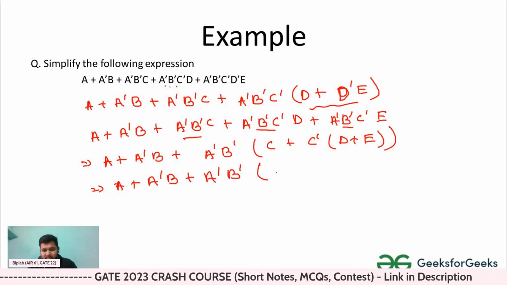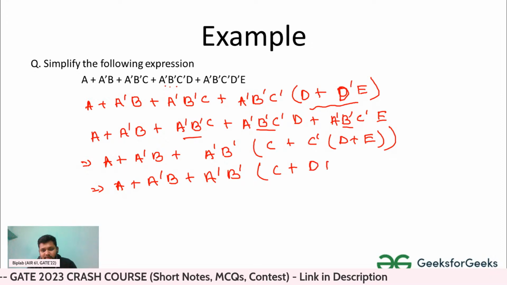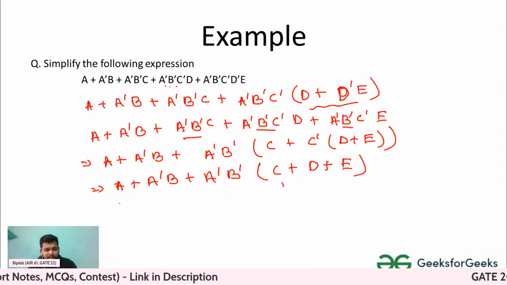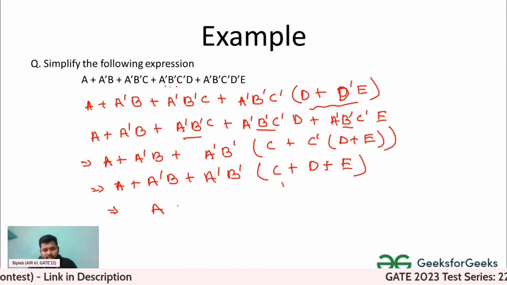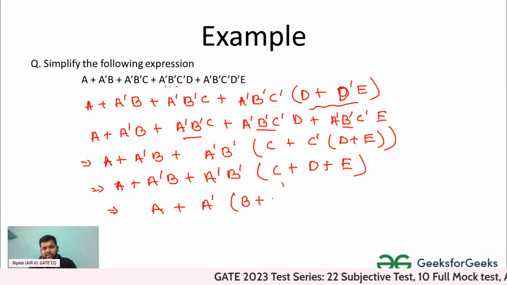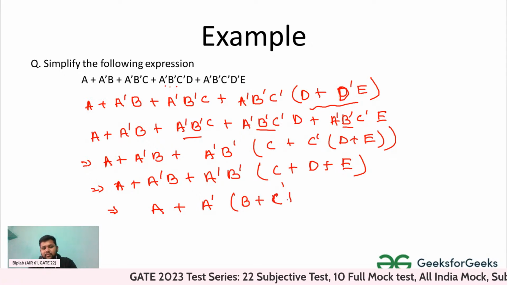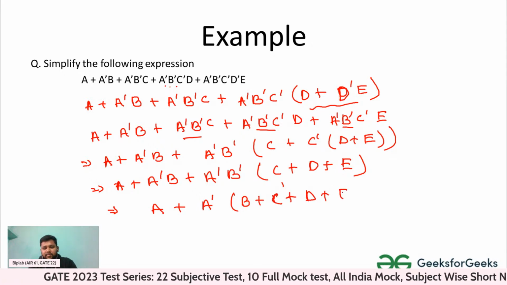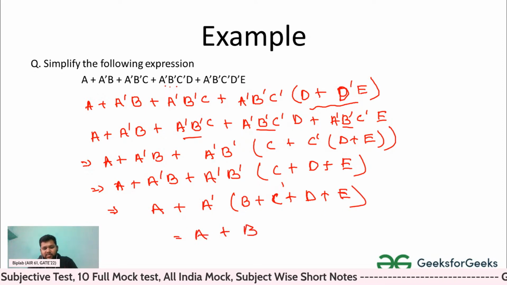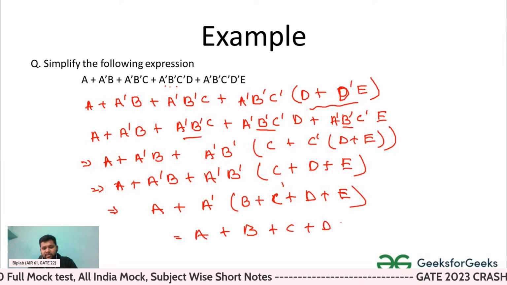Yes, you have got that trick. Every time you are getting one sum product. So directly you can write this as b plus c plus d plus e and a plus b plus c plus d plus e.